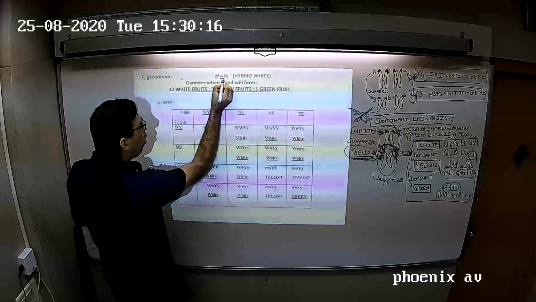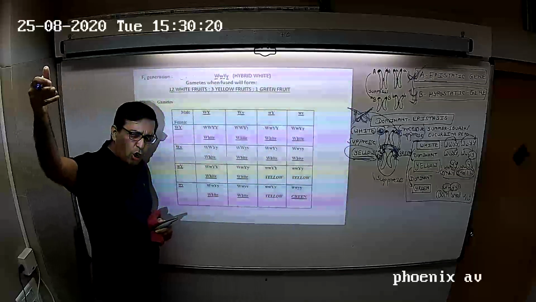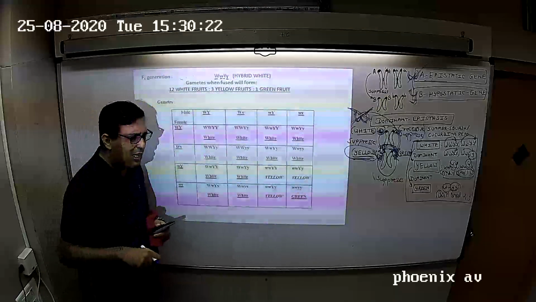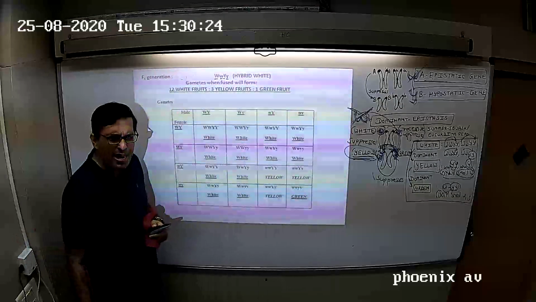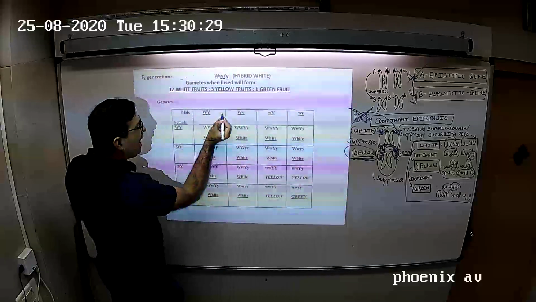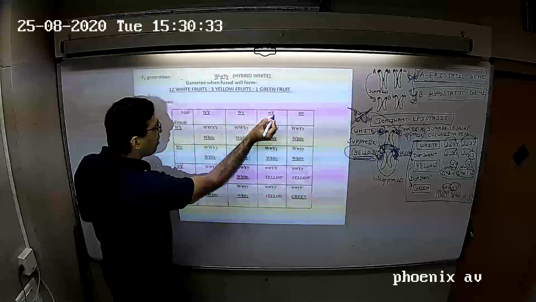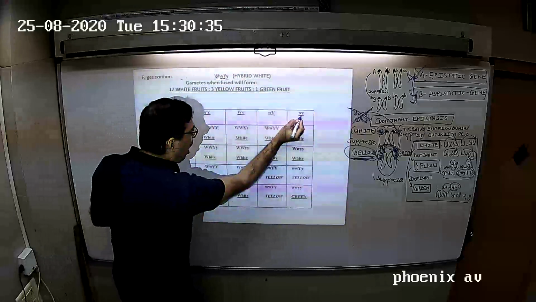Capital W, small w, capital Y, small y, like Mendel's dihybrid cross. Read that once; I'm sure you have read it many times. Mendel's dihybrid cross. What will it form? Capital W, capital Y, capital W, small y, capital Y, and small w, small y.